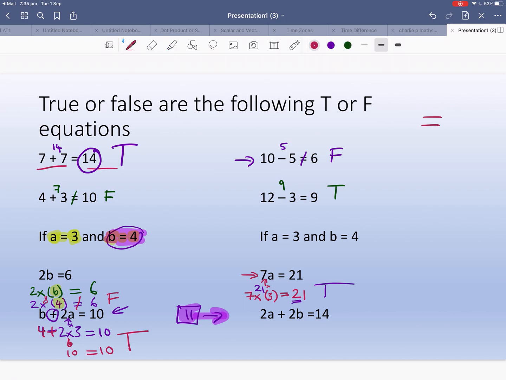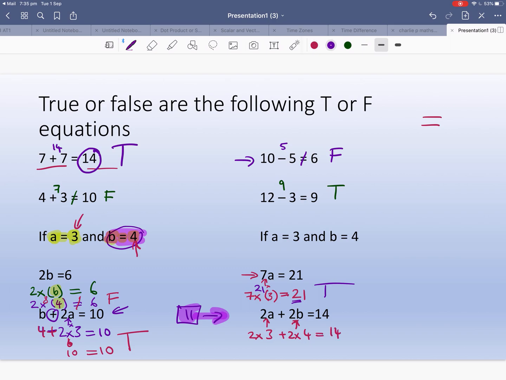All right, hopefully you've had a try and solved the answer. I'm going to try it. These are stuck together, so it's going to be 2 times a. What's a? It's 3. Plus, and this has the same thing happening there. So 2 times b, and b is 4, equals 14. Let's see if that's true or not.